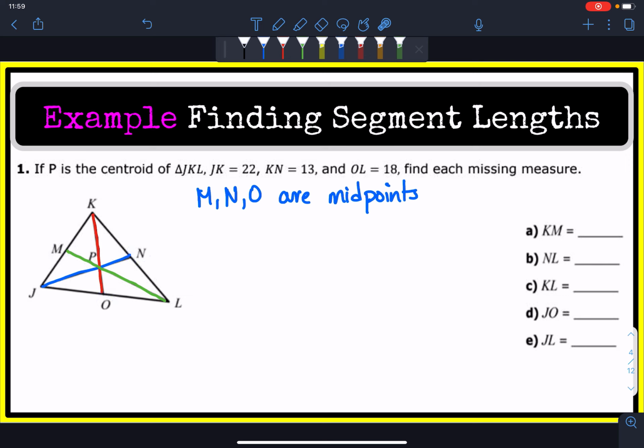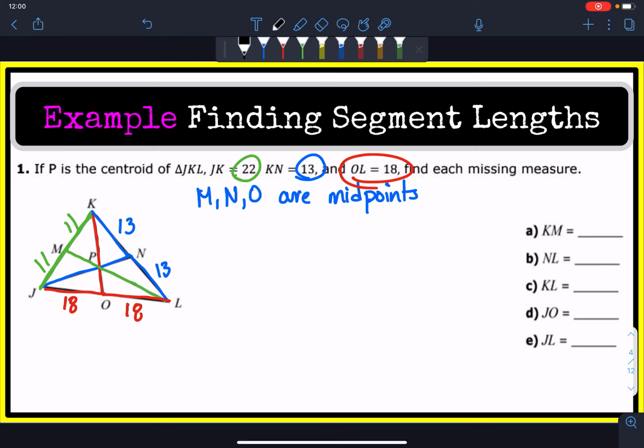And that's going to be important in this example because the distance from J to K is 22. So this entire green line right here is equal to 22 units. And since M is in the middle, 22 divided by 2 is equal to 11. So the distance from J to M and M to K have to be the same, so they both equal 11. And the distance from K to N is equal to 13. Since N is in the middle, the distance from N to L is also going to be 13. And finally, we're told that OL is 18. Since O is in the middle, O to J is also going to be 18.